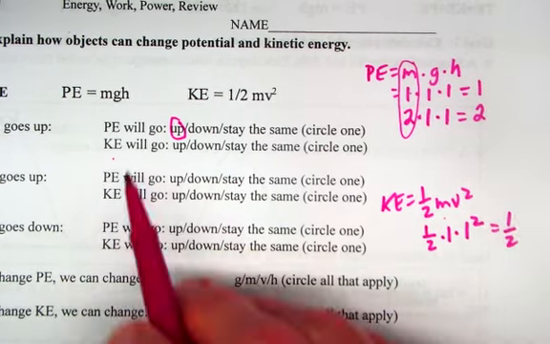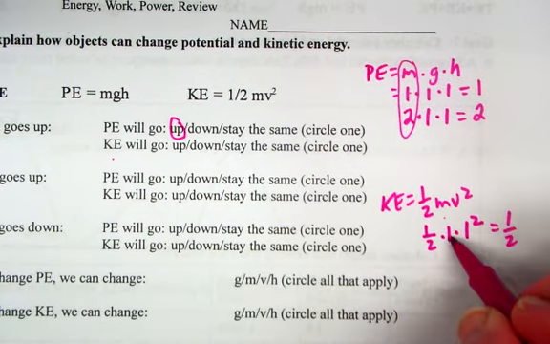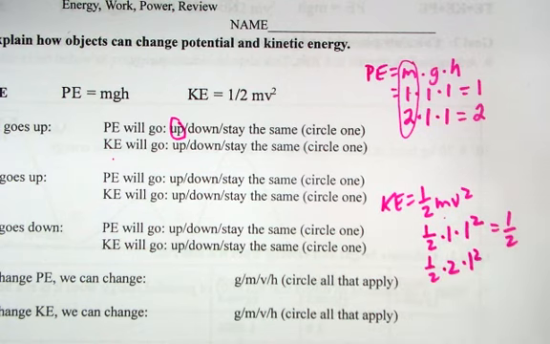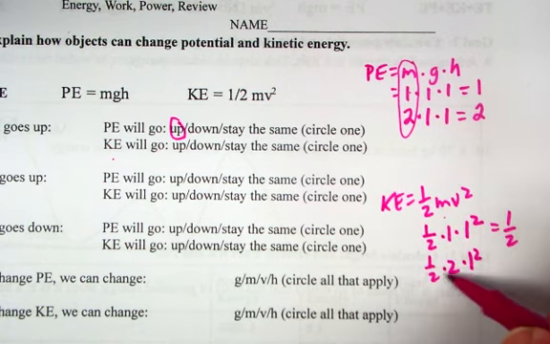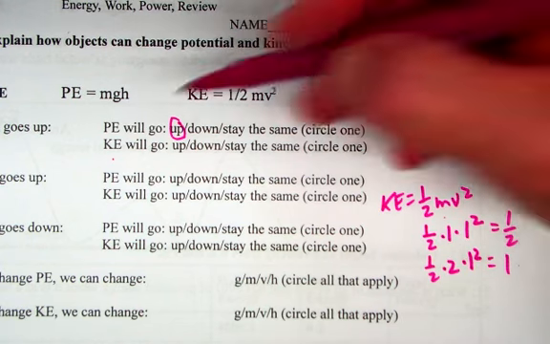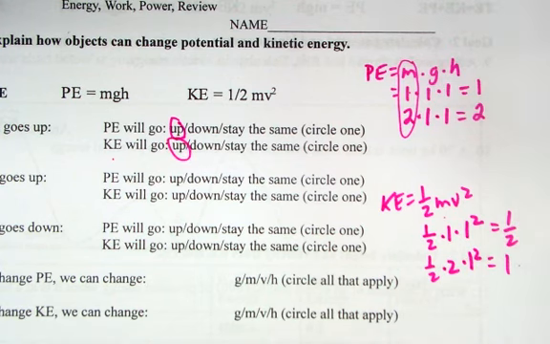So what if m goes up? So rather than 1, let's make it 2. Everything else stays the same. So 1/2 times 2 is 1 times 1, we get an answer of 1. So when our mass went up in this equation, our kinetic energy also went up because it started at a half and it ended up at 1. So kinetic energy will go up.